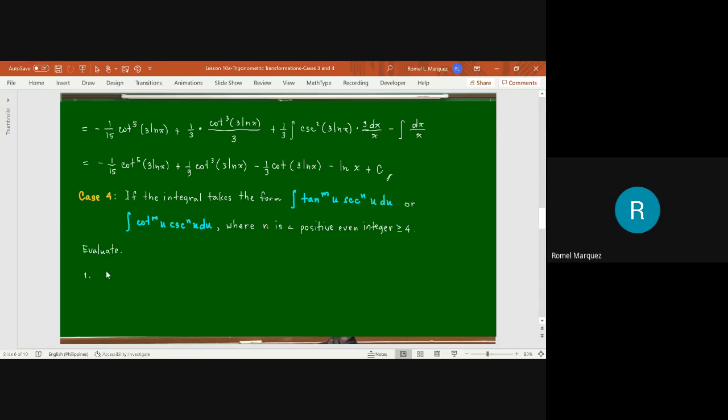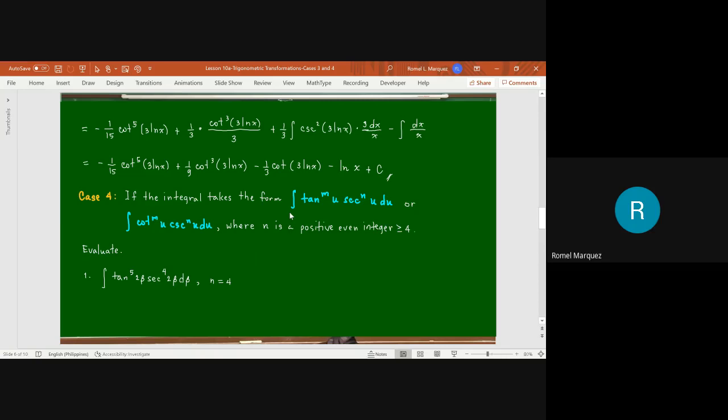Okay, number 1, we have the integral of tangent to the fifth 2 beta secant to the fourth 2 beta d beta. So my n here is what? My n is 4. It satisfies the condition. Is there a condition for the exponent of tangent?